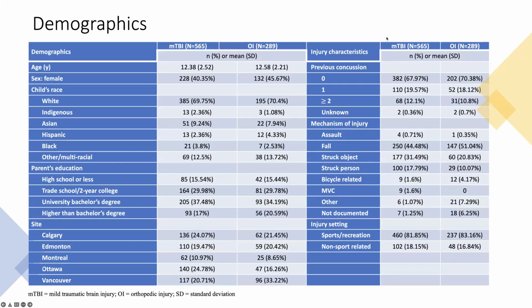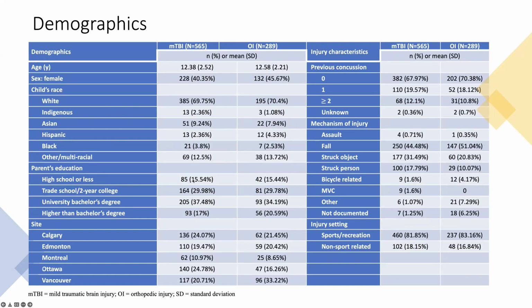Okay, yeah. So just about the demographics. In the end, we had about 565 kids with mild traumatic brain injury, and then 289 kids with orthopedic injury. The mean age was about 12.5, and male to female is about 40 to 50, so we're relatively half and half. About 70% of the kids were white, and then we had some indigenous and Asians at 10%, Hispanic, Black, and then other race, mixed race.